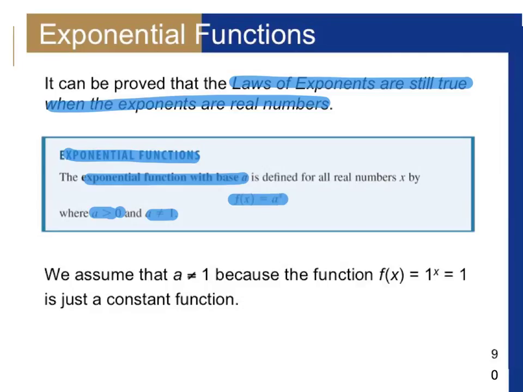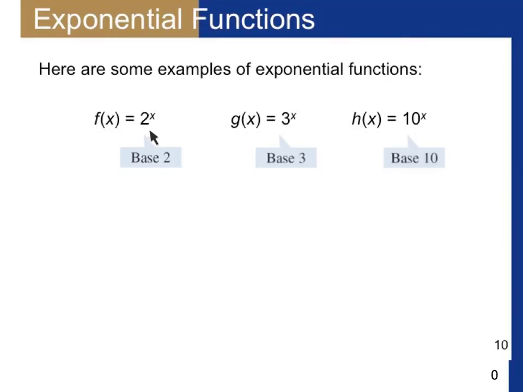We say a is not equal to 1 because when you take 1 to the x, you always get 1. It doesn't change. It's just a constant function, so we're not going to really focus on that one. It's not very interesting. Our base will be a constant that's positive and not equal to 1, and our exponent is the variable x. Here's an exponential function with base of 2. Here's one with base of 3. Here's one with base of 10.